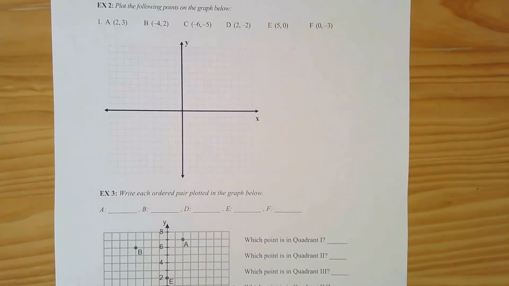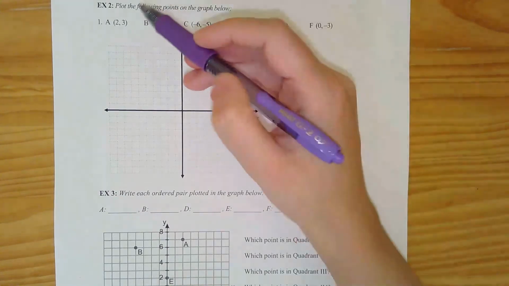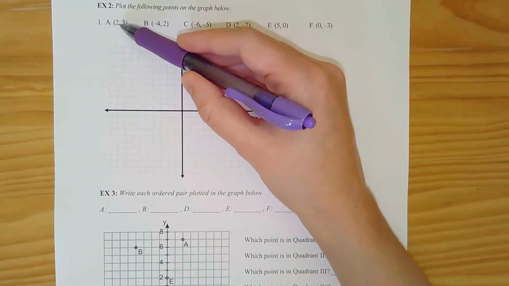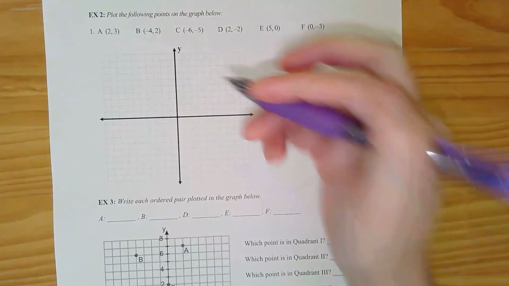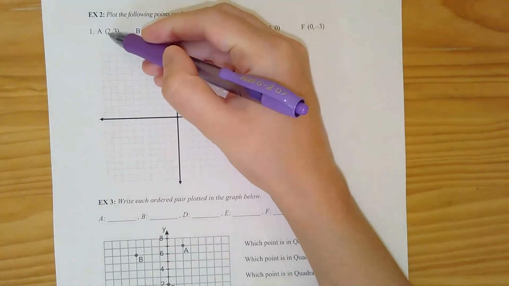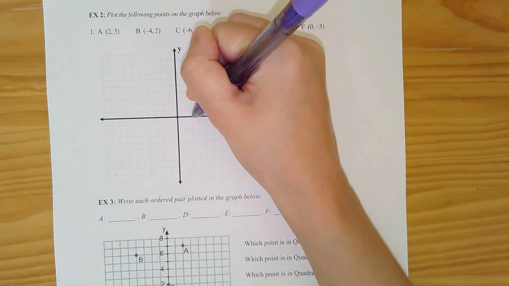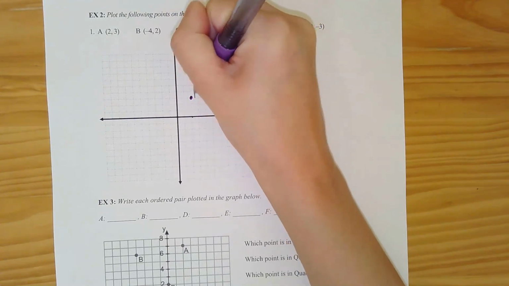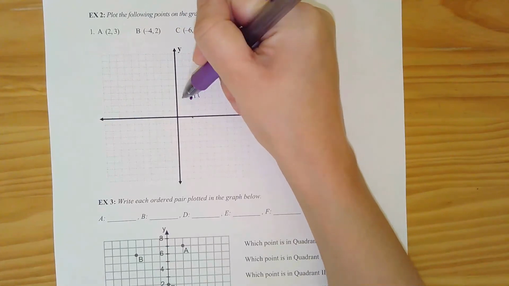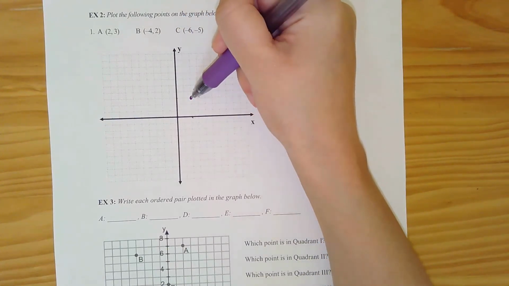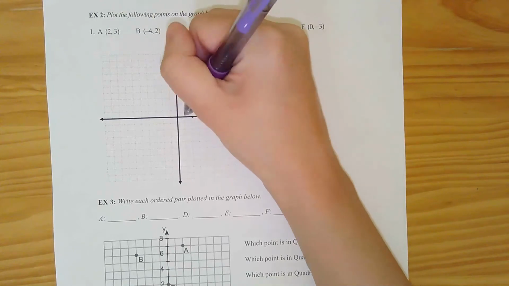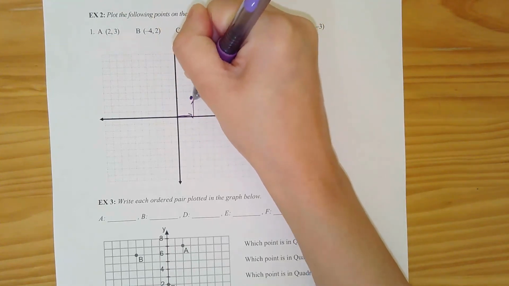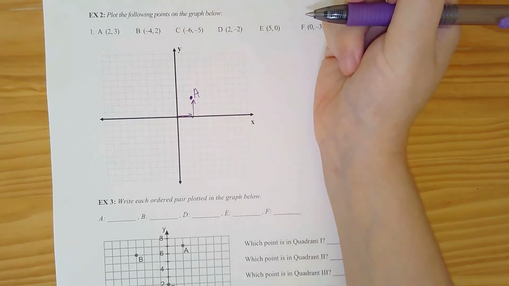Alright, so first thing I'm going to do is just plot a lot of points. So plot the following points on the graph below. My first point, point A, it says 2, 3. So from the origin, I'm going to go right 2, and positive 3 means up 3. 1, 2, 3. And this is where that one point is. So you're not going to have 2 different points or 3 different points. There's just one, and this is the location of it. You went right 2 and up 3 to get there from the origin.